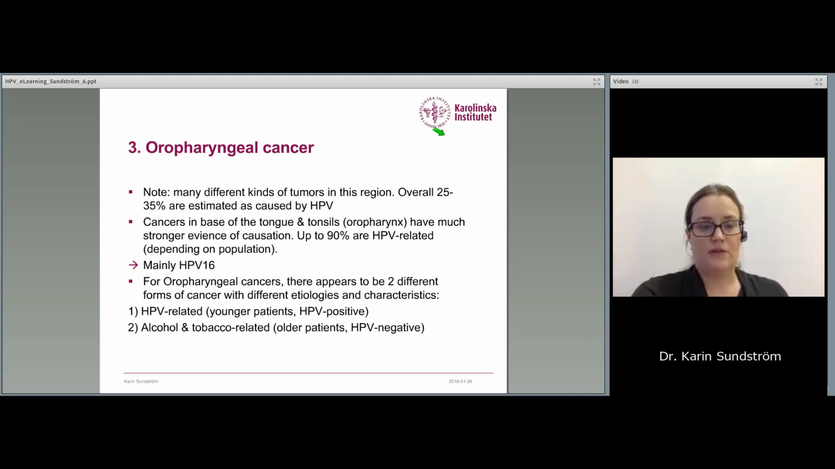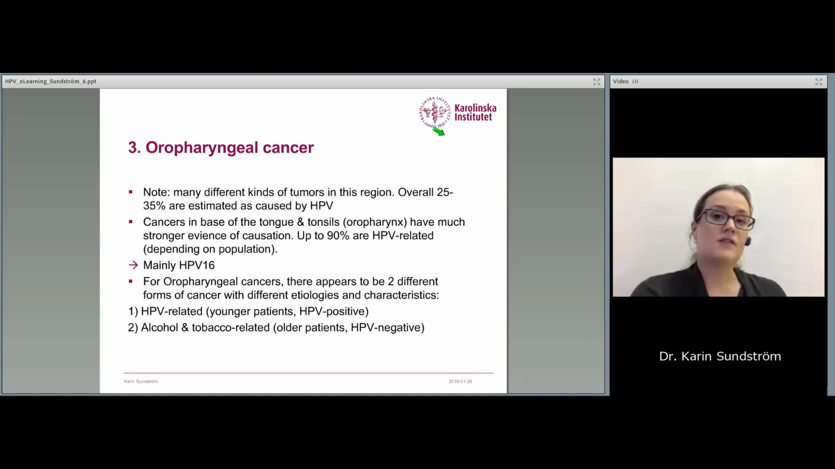Overall, a 25 to 35% proportion has been estimated as caused by HPV, but it will vary very much depending on which locale you consider and which certainty of classification you have in differentiating different cancer forms from each other. Now, cancers in the base of the tongue and tonsils have much stronger evidence of HPV causation, and up to 90% have been implicated as HPV related. Again, this is sensitive depending on which population you are studying.